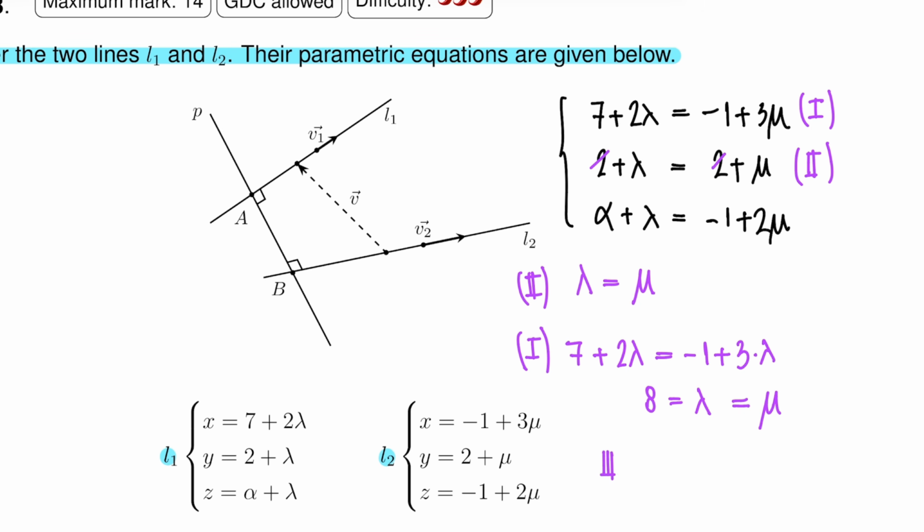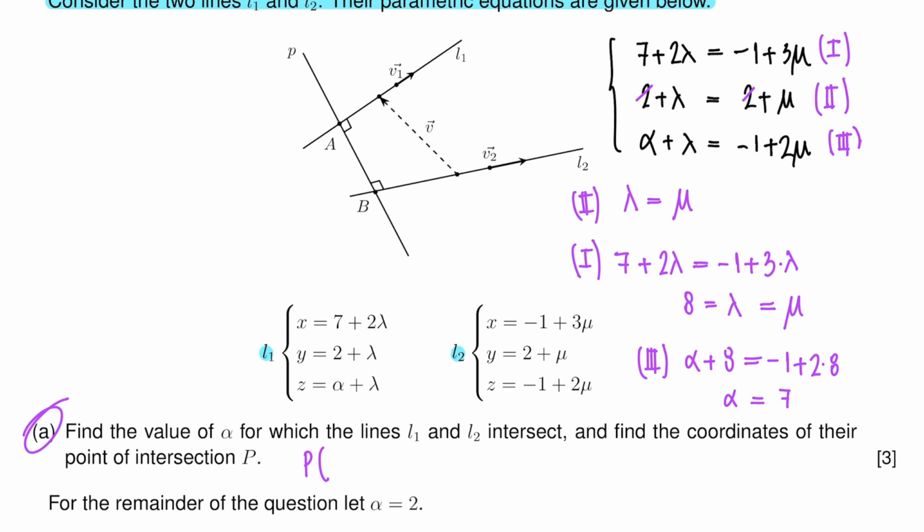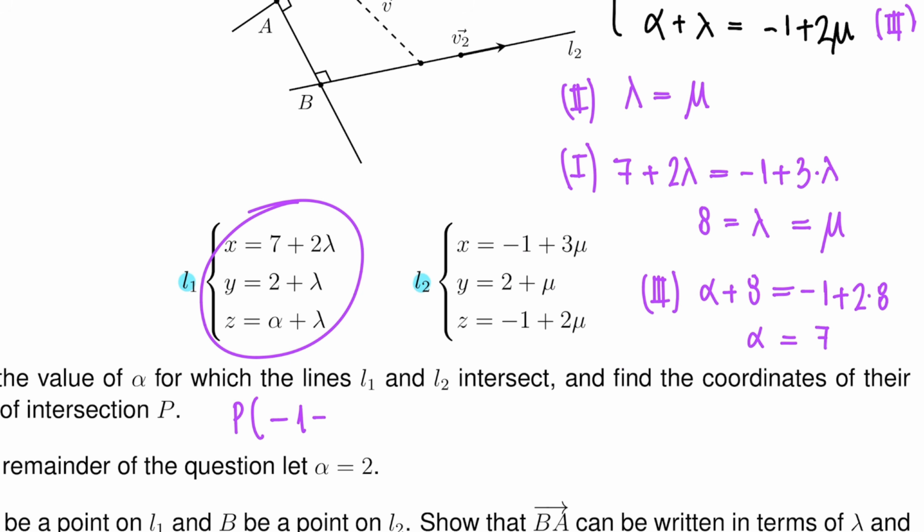Now, substituting these two values into equation number 3, we get alpha plus lambda equals negative 1 plus 2 times mu, so 2 times 8. Therefore, alpha will be equal to 7. Now, to find the point P, which is the point of intersection, we can plug in lambda and alpha over here, or we can just plug in mu over here, meaning that the x-coordinate will be negative 1 plus 3 times lambda, which is 23, 2 plus mu, which is equal to 10, and negative 1 plus 2 times mu, which is 15. So that is it. Exercise A was answered. Now let's move to question B, or exercise B.